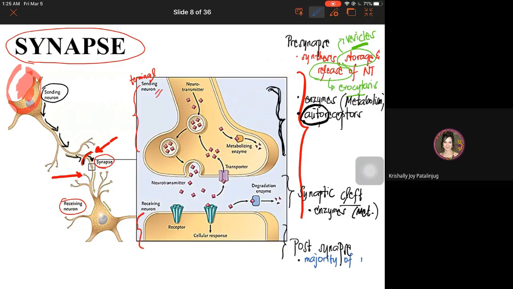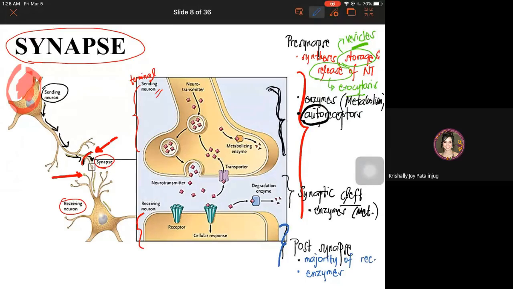are found in here, found on the post-synapse. Again, the majority of receptors are implanted, located here in the post-synapse. Also, the presence of enzymes may be observed. So, you know again, if there's presence of enzymes, therefore, there is metabolism. So, please take note of all these important processes per area in the synapse.